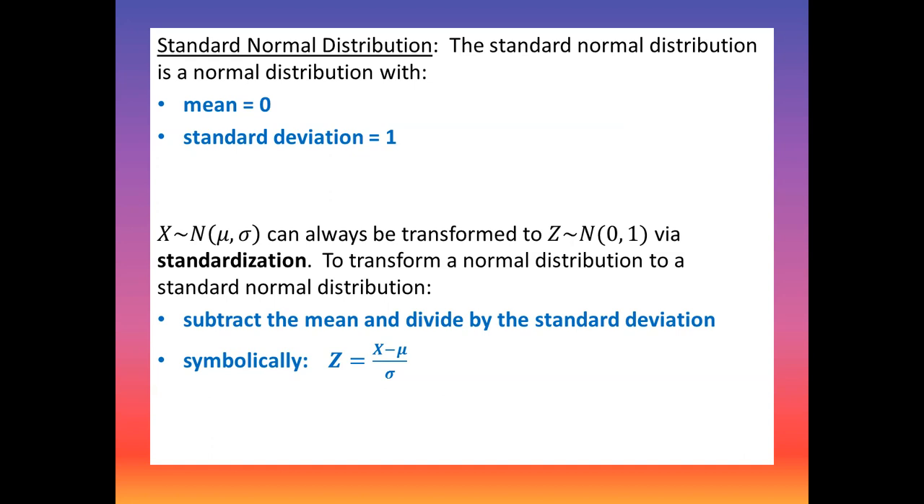A standard normal distribution is a normal distribution, just a specific one. It's one where the mean is 0 and the standard deviation is 1. And you can always transform any other normal distribution into a standard normal by standardization, where basically what you do is subtract the mean and divide by the standard deviation, just like it says there. Symbolically, z equals (x minus mu) over sigma. You're going to see that z notation a lot when we get into Chapter 6. Z is typically what you would use for a standard normal distribution.